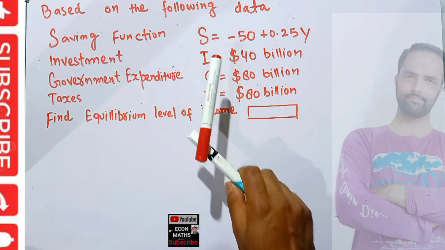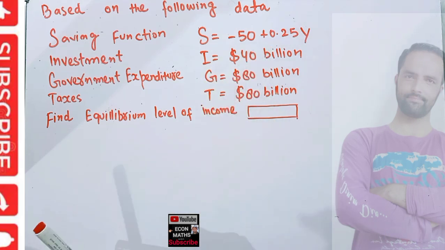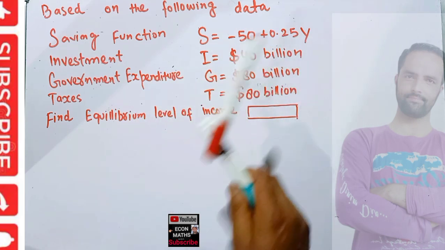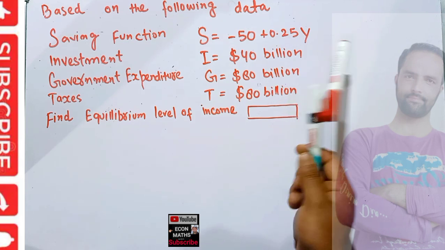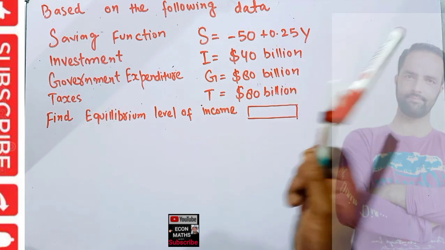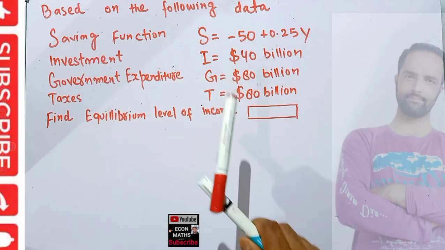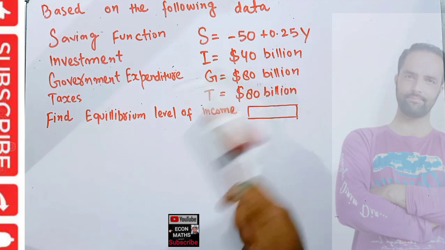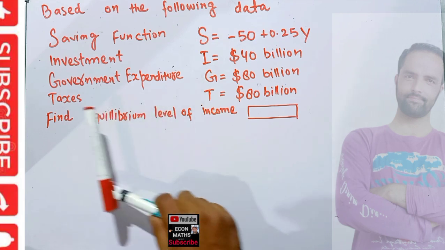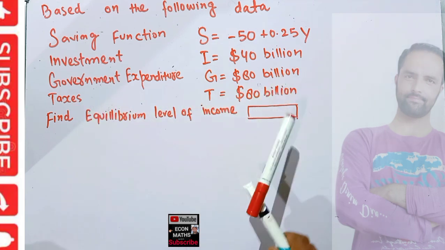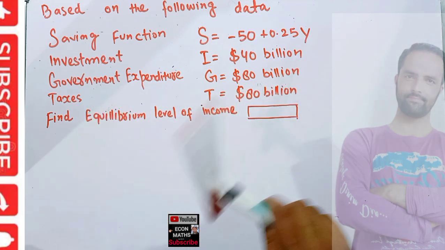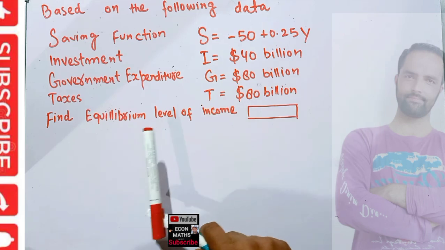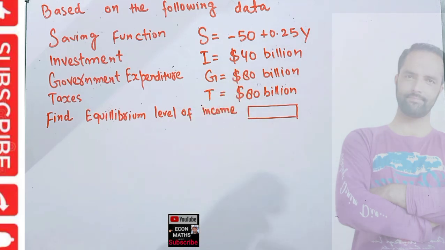Our investment is being given as I is equal to $40 billion, which is autonomous in this case. It does not depend upon any variable like the interest rate here. Our government expenditure is also $80 billion, which is obviously the autonomous one, okay? And our taxes T is equal to 80 billion, and this is a sort of lump sum tax here. We have to find out the equilibrium level of income, okay?